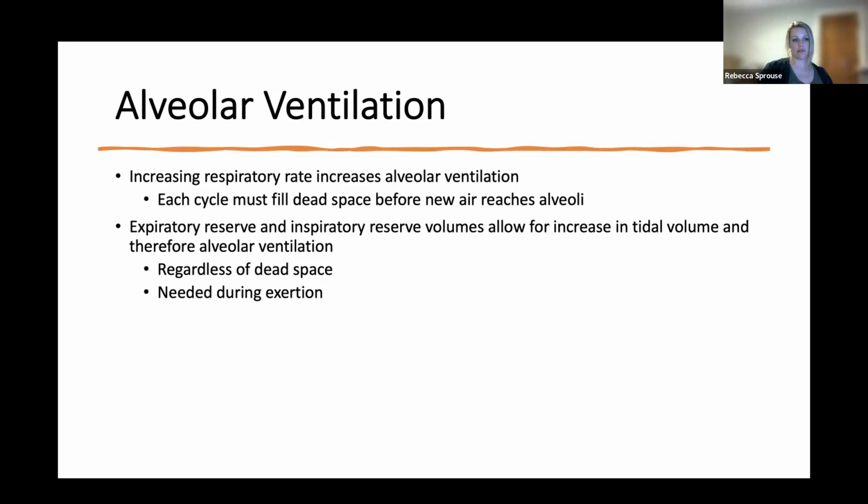Also, the expiratory reserve and inspiratory reserve allow for your increase in tidal and alveolar ventilation. So essentially what this means is you can take a deeper breath in or a deeper breath out, regardless of your dead space, right? And you might need that during exertion. Like if you're exercising, you know that you can take deeper breaths in and out to inhale more oxygen and exhale more carbon dioxide according to your cellular requirements during that exercise.